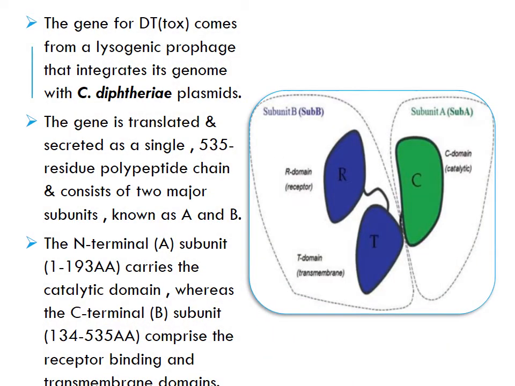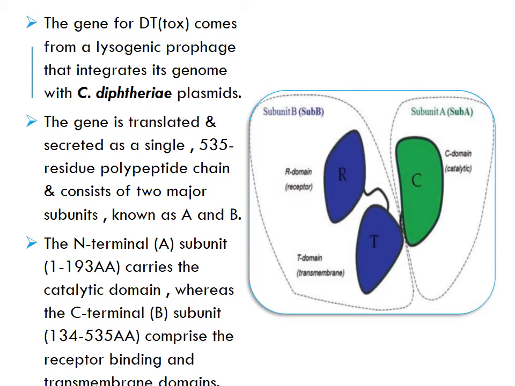The gene for DT, tox, comes from a lysogenic prophage that integrates its genome with Corynebacterium diphtheriae plasmids. The gene is translated and secreted as a single 535 residue polypeptide chain and consists of two major subunits known as A and B. You can see A and B subunits in the figure.